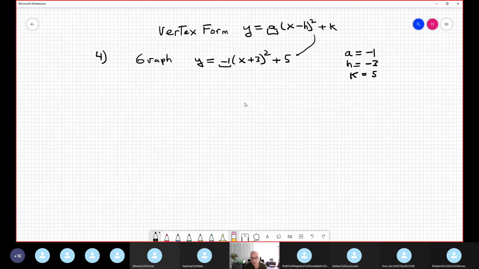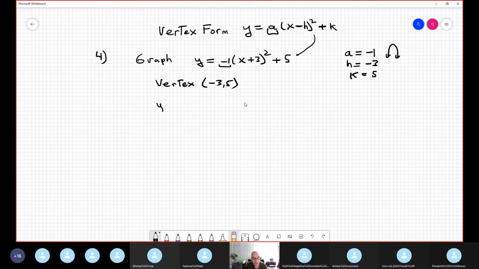Okay, it's a different answer here because it's negative, and this is the same answer because it's positive. Be careful with this part. Okay, so the vertex of our parabola is located at the point (h, k), which is (-3, 5). And also a is negative. Therefore, this parabola opens down.